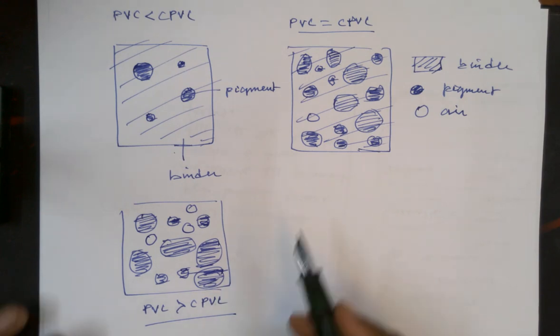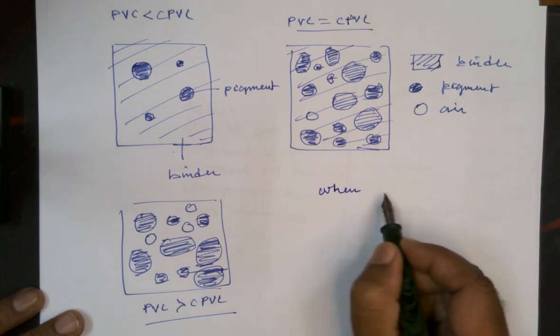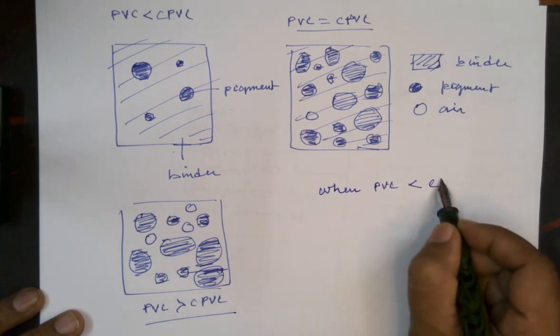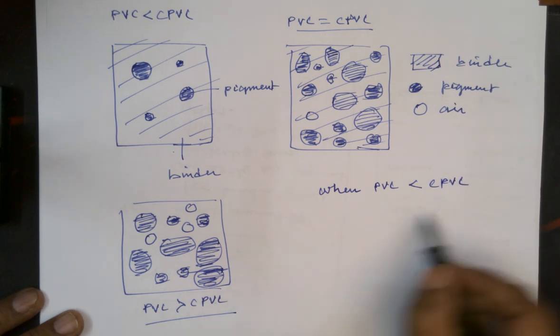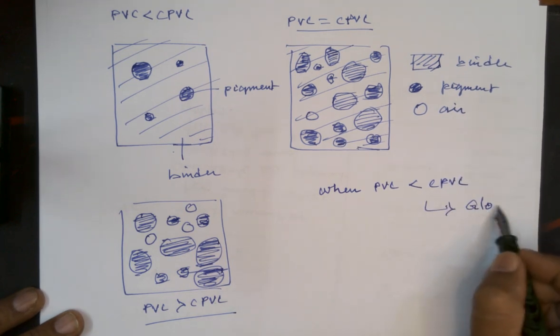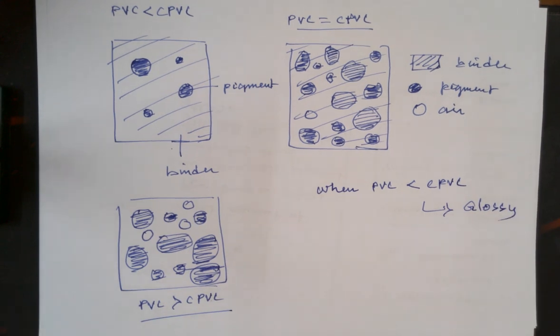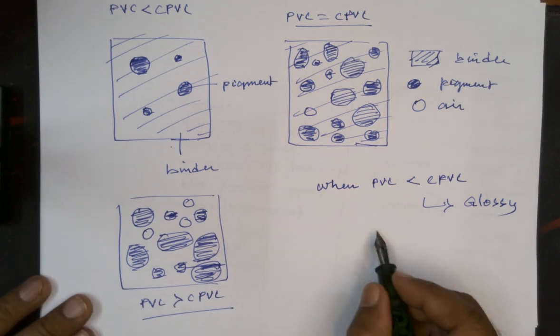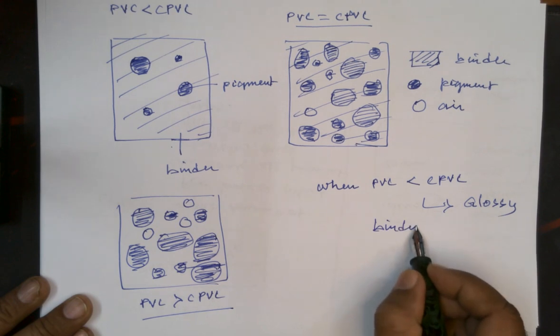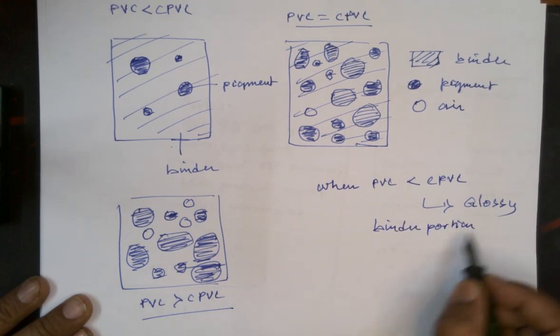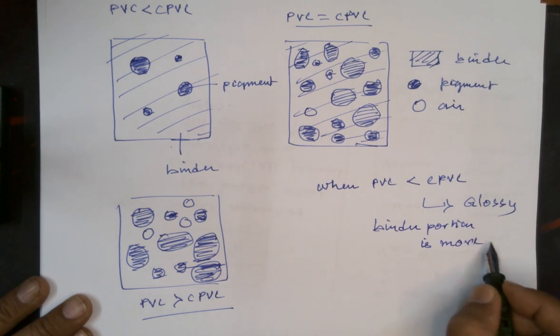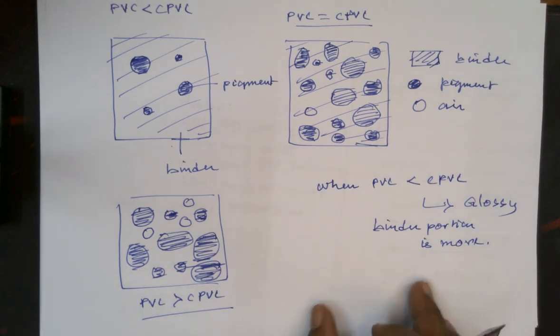So when PVC is less than CPVC, the paint is glossy. Are you able to understand this? The paint is glossy. It means the binder portion is more. The binder ratio is more. Okay, but if there is a greater amount of binder, there is a problem of coverage. So you have to strike the balance between coverage and glossiness.